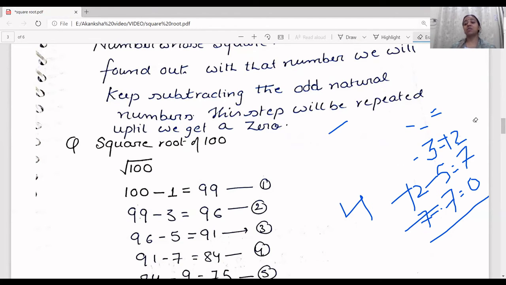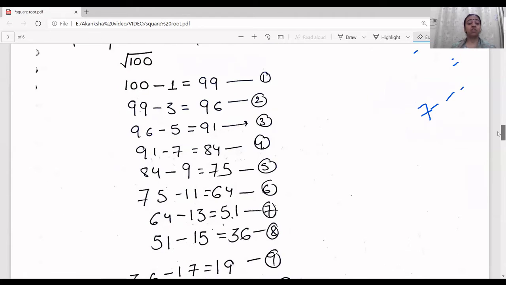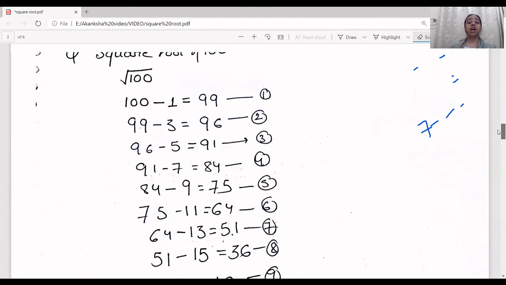Okay, so this was a small example. Now I will be taking up a bigger example. Now here we have taken a huge number, 100. For 100, we are going to find the square root. Now for the square root of 100, the first odd natural number is going to be 1. When I subtract 1 from 100, I'm going to get 99. The next odd natural number is 3. When I subtract 99 minus 3, I get 96. The next odd natural number is 5. When I subtract 5 from 96, I get 91.